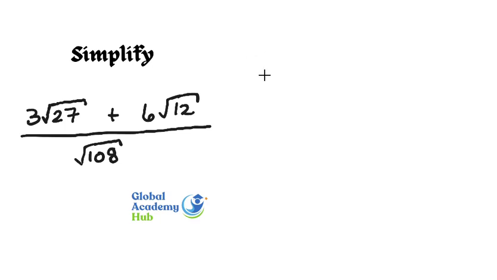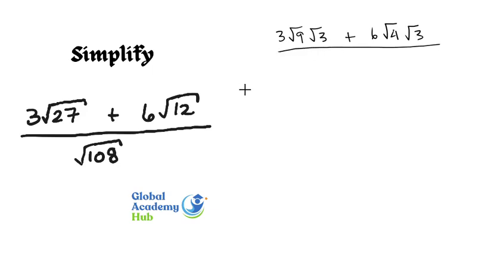So I can see that 3 square root of 27 is the same thing as 3 square root of 9 square root of 3, because 9 times 3 is 27, plus 6 square root of 4 square root of 3. So square root of 4 square root of 3 is square root of 12. Okay?